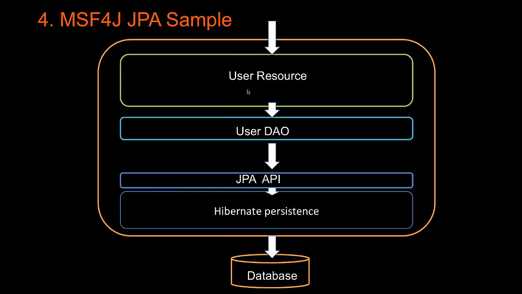So this is the sample I'm going to demonstrate next. We have something called a user resource. Then the user resource calls the user DAO. This user DAO then connects to the JPA API, the Java Persistence API. Then I use Hibernate as the persistence provider. For the database, in this sample right now I'm going to use the H2 database. In the meantime, I can use a MySQL database as well. So let me go to the sample.